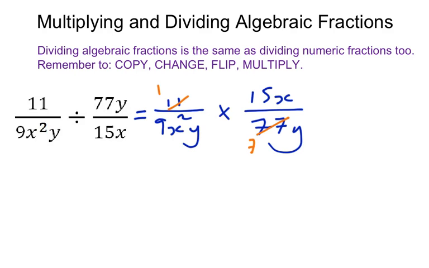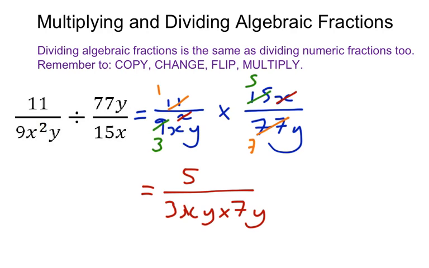The 9 and the 15, 3 goes into both of those, so the 9 becomes 3, the 15 becomes 5, and the x on the top cancels with one of the x's on the bottom, so we get left with just a single x. Putting that all together, we get 5 on the top, and then 3x y times 7y, which is 5 over 21 x y squared.